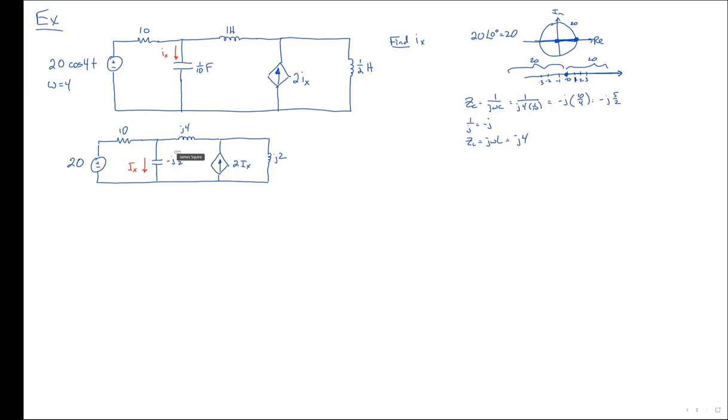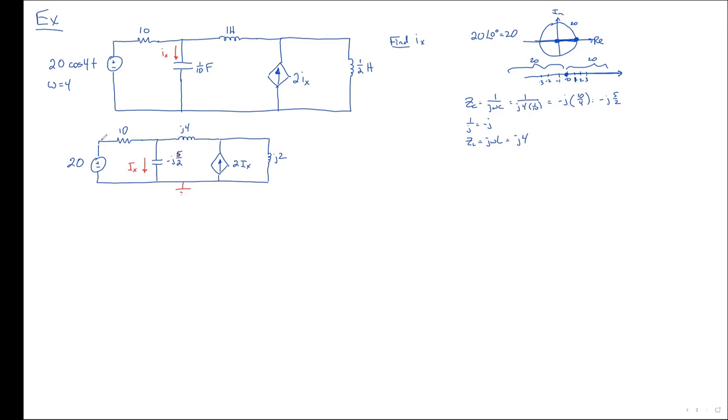Your next step is to do ground. And where would you place that ground? It's at the bottom. Definitely. We'd place that ground at the bottom. And now we can start doing our work. Let's label our unknown nodes.